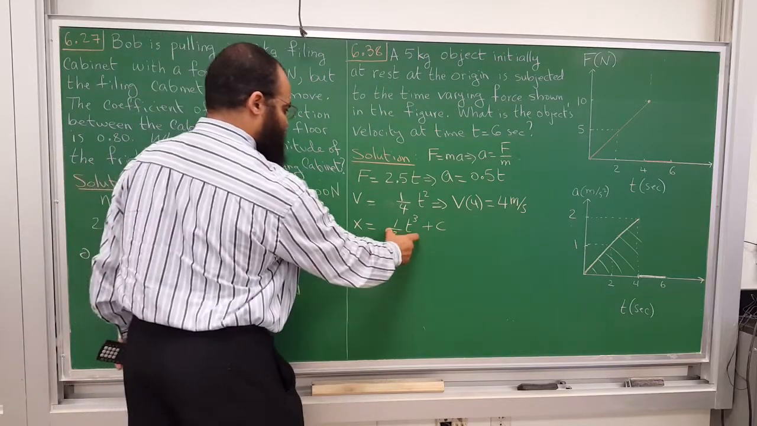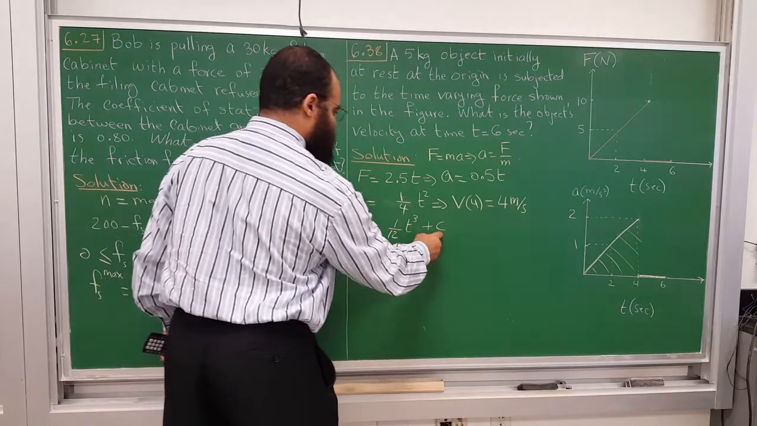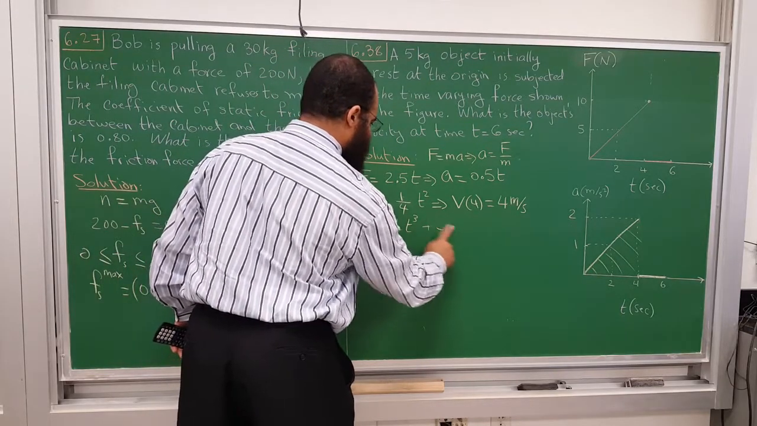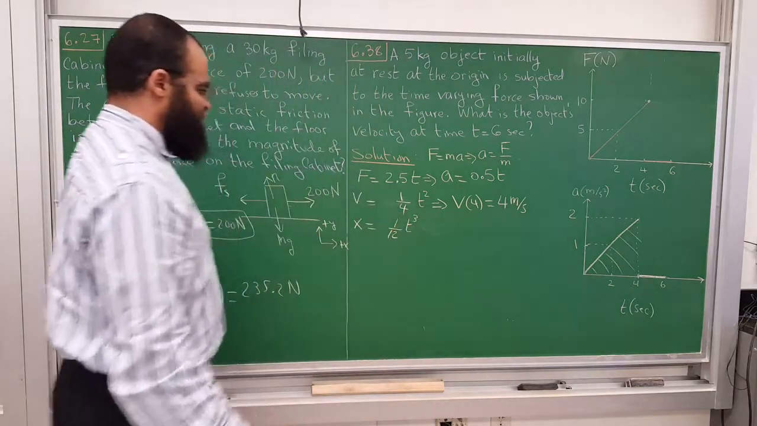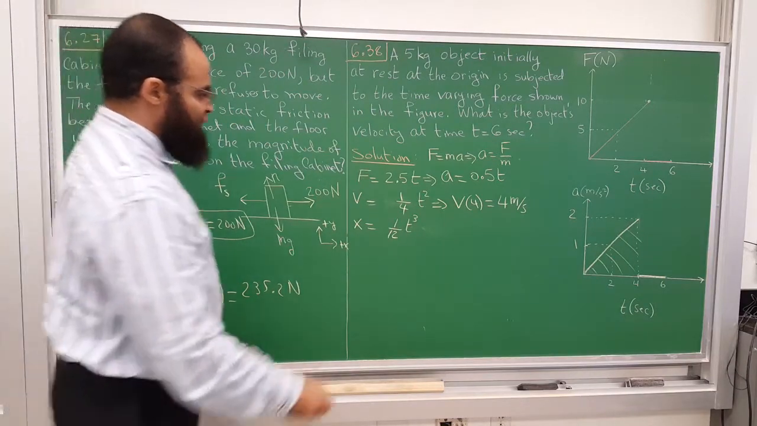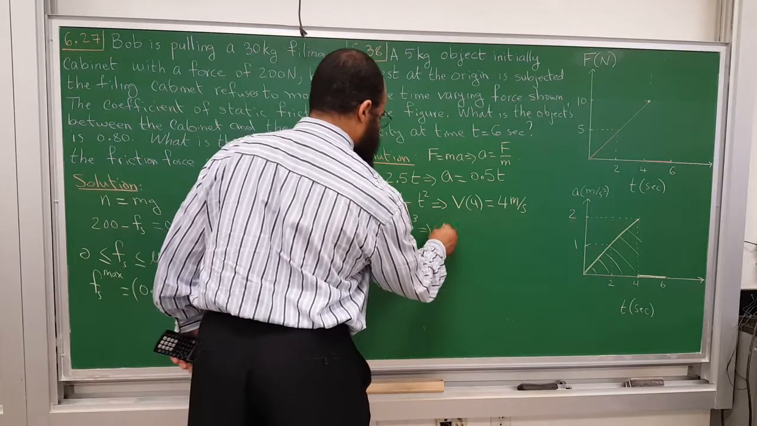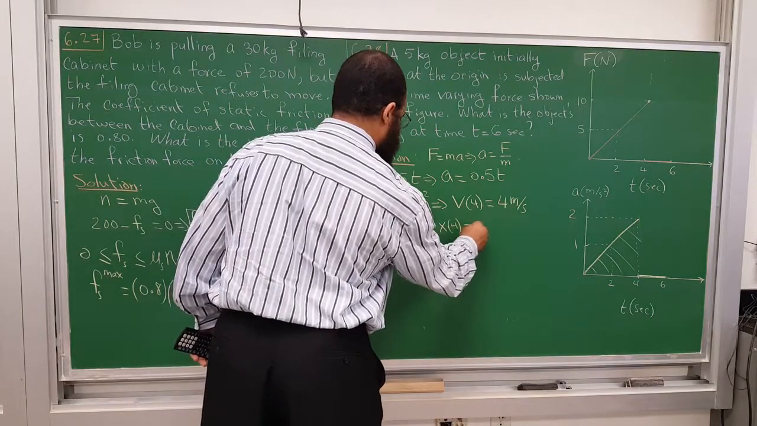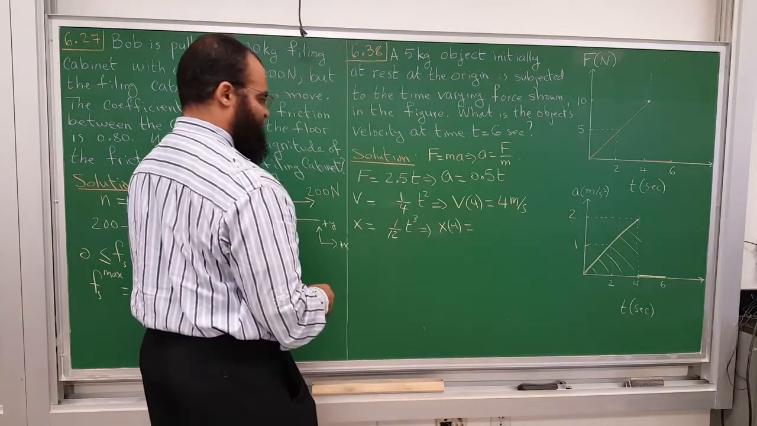So when you substitute t equal to 0, you get 0 on the left side. So that constant is also 0. So we erase it. So it's just that. That's the position versus time. And so what's the position at t equal to 4 seconds? Well, you substitute 4 seconds here.